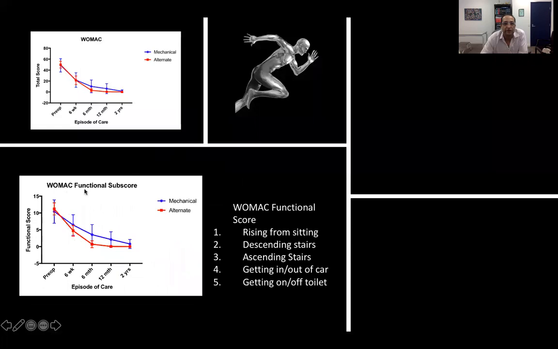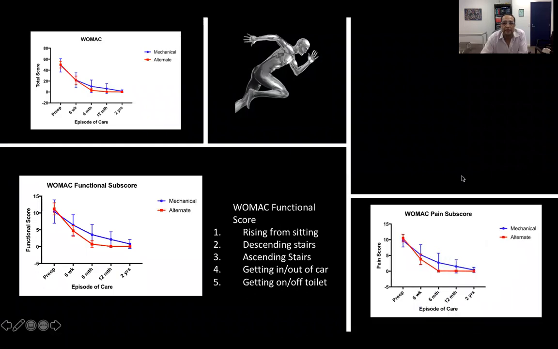And if you look again over here, this is a functional subscore, looking at rising from sitting, descending stairs, standing, getting in and out of a car and out of a toilet. And you can see the difference is even larger for the functional outcome than for the overall.